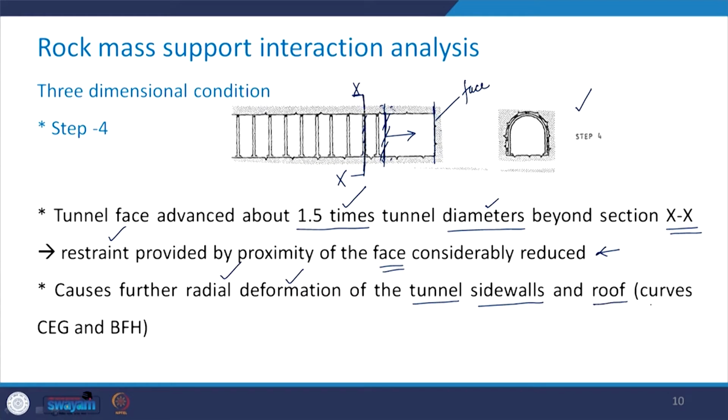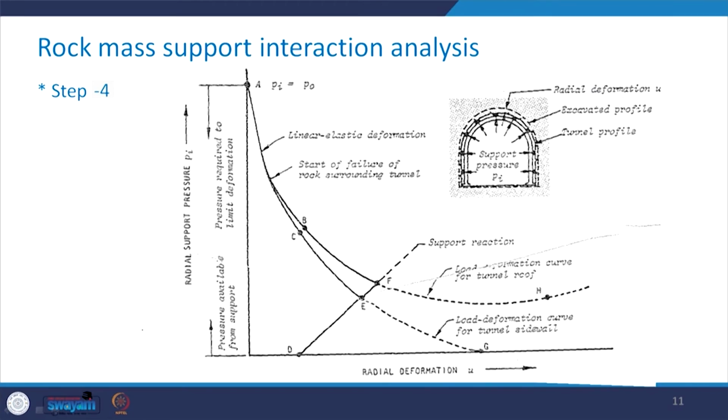This is represented by curves CEG and BFH in this figure. See here, this is CEG, this one, and BFH. So this is your B, this point is F and it goes beyond that. So this is when there is no support system and the tunnel face has been advanced.